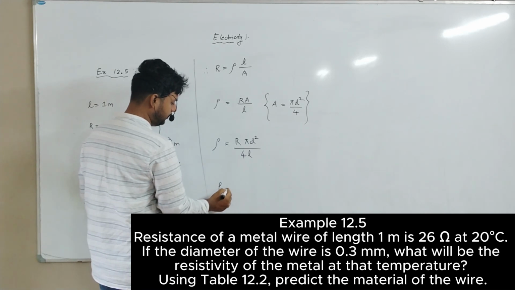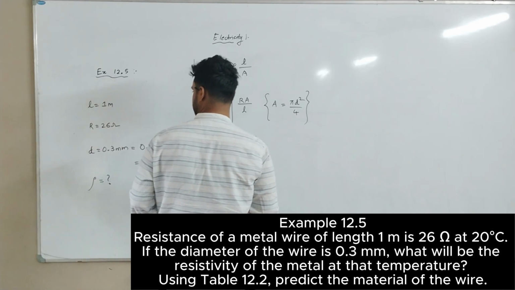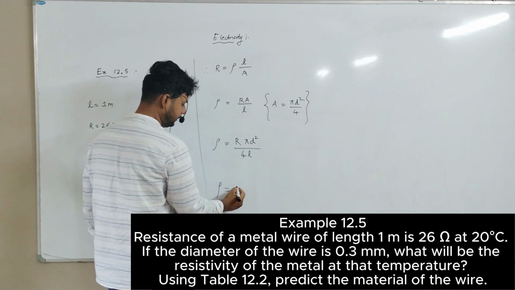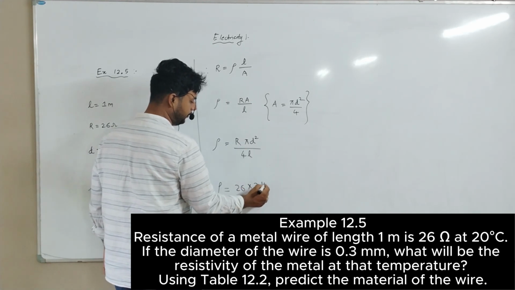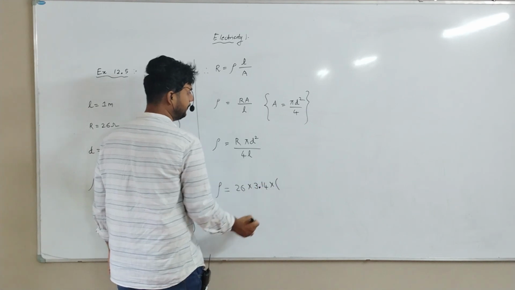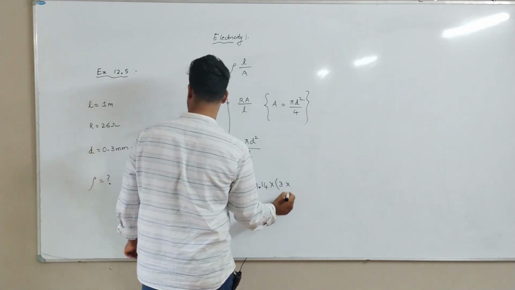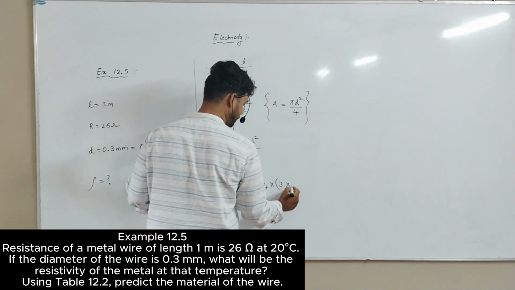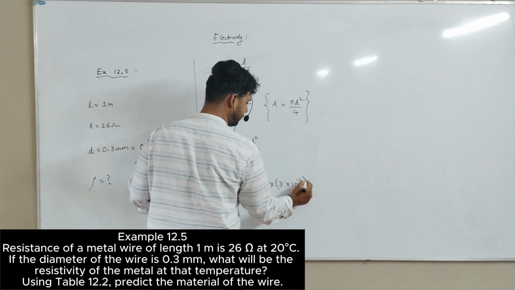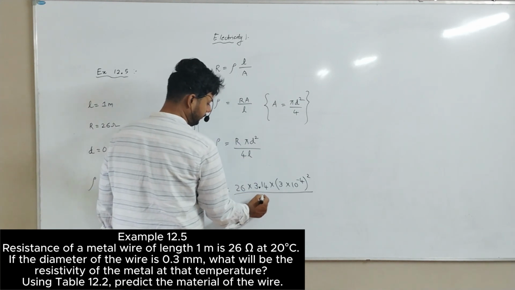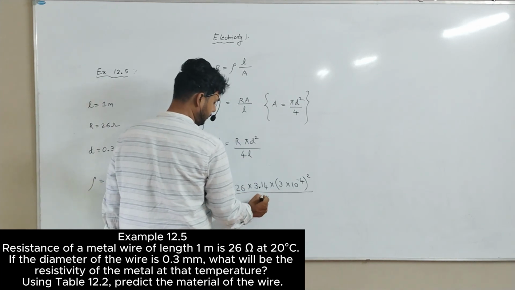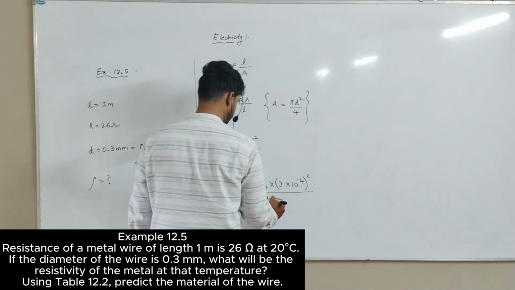Rho is equal to R. Now R, resistance, is how much? 26 into pi, 3.14, into D, 3 into 10 power minus 4, whole square, whole divided by 4 into 4 into L. L, length, is 1.